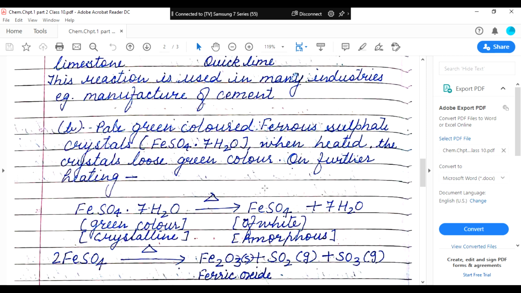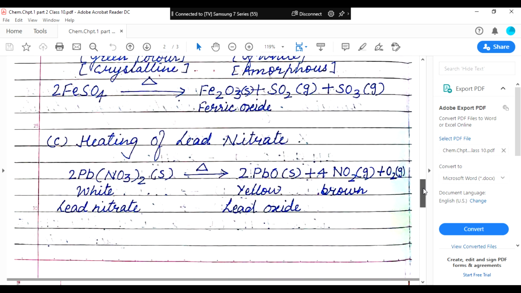On heating, water of crystallization is removed and FeSO4 turns amorphous. Amorphous means in powdered form. This FeSO4 on further heating breaks down and forms ferric oxide, sulfur dioxide and sulfur trioxide. One molecule of FeSO4 gives rise to 3 other molecules.